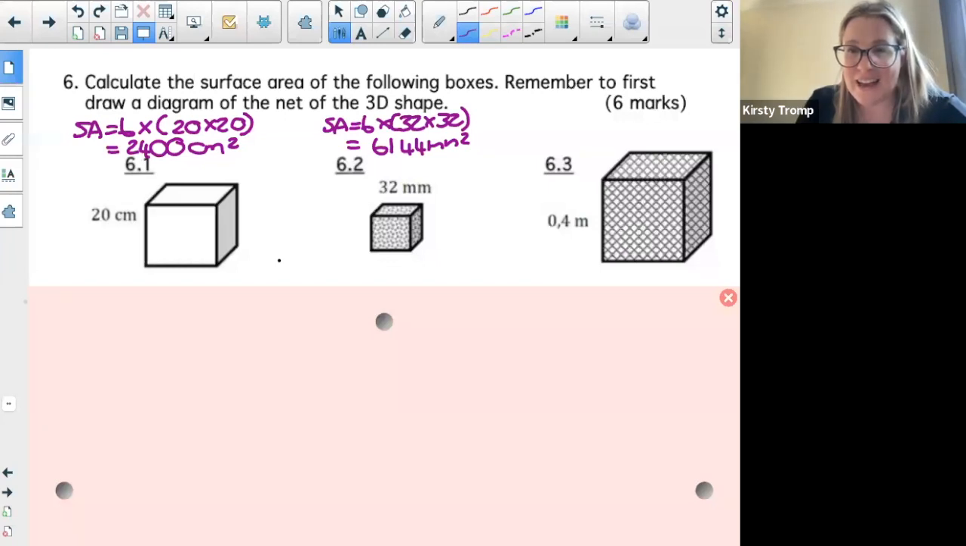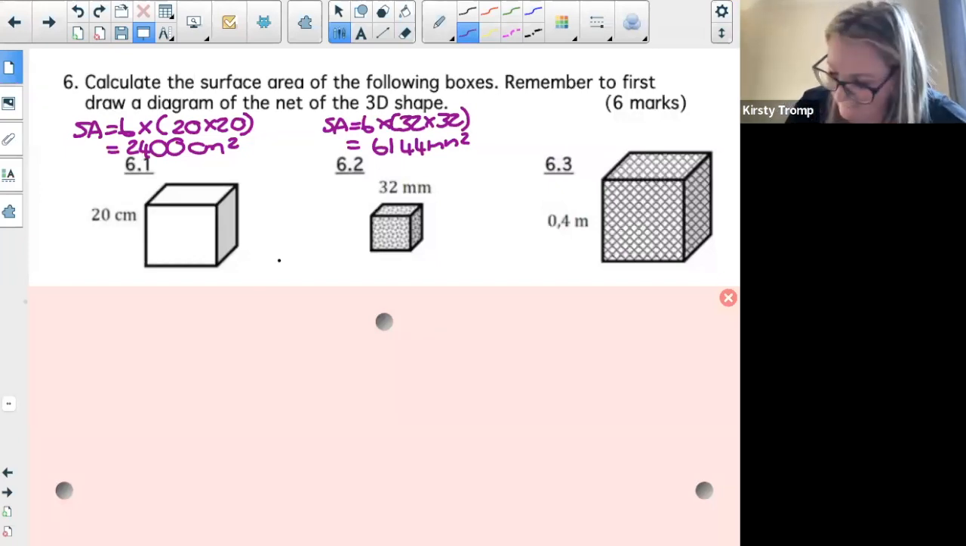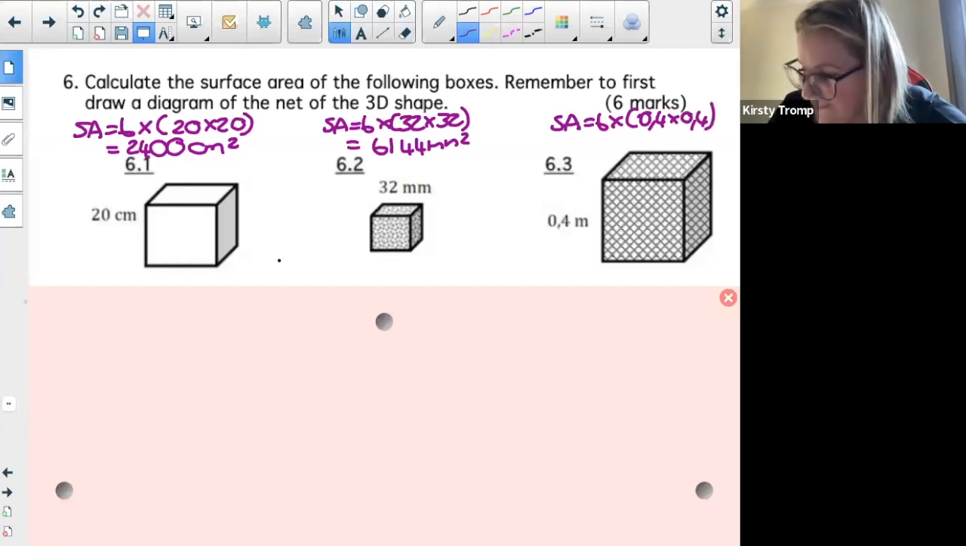Itandile. Hi, Itandile. How are you? I'm good, and you? I'm good. Right, Itandile, 6.3. Let's go. SA is equal to 6 times 0,4 times 0,4. And then the total answer was 0,96.